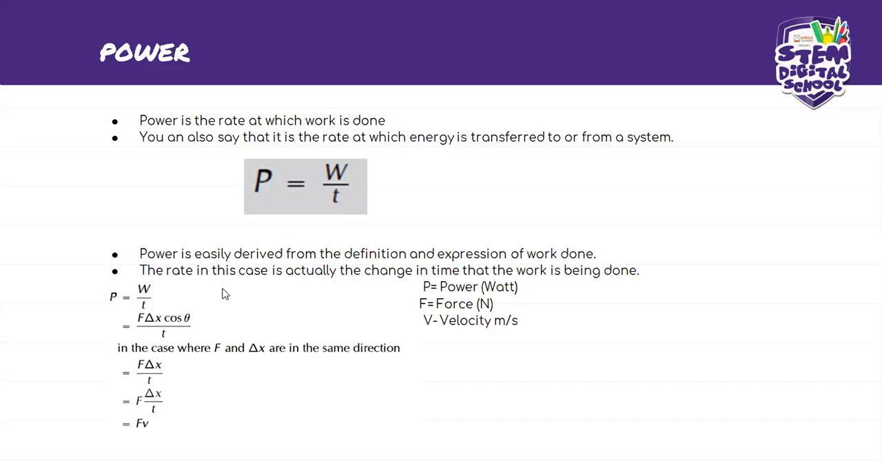So the rate in this case is actually the change in time that work is being done. Okay. So it's not just time where you're going to say just 5 seconds. It's from changing times from point I to point F. So that's the time that you're most likely going to be working with. Okay. So it says P is equal to work divided by time, and work is this.